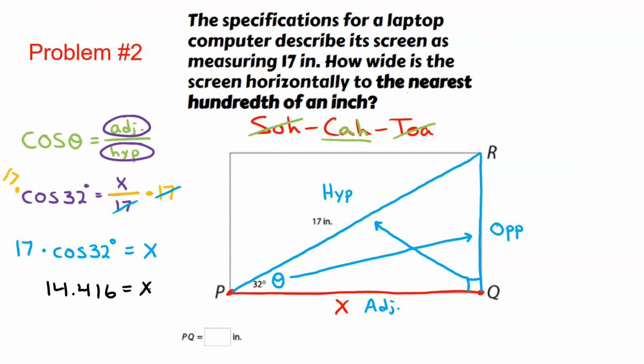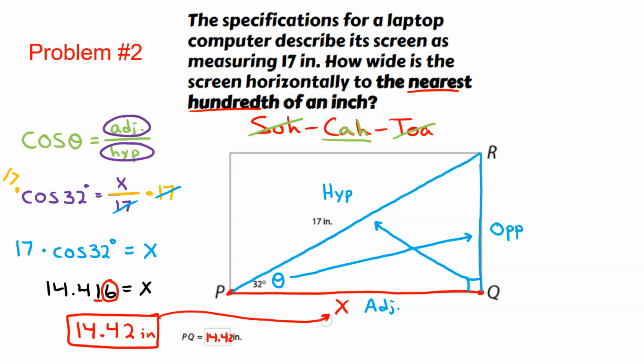That is the distance from P to Q, but I do want to round that answer to the nearest hundredth. That's 2 spaces after the decimal. So take a look. There's the 1 to the right of it. There's a 6. This is going to be 14.42. We're going to round up. And again, what are my units of measure? This is inches. So that distance between P to Q, that adjacent side, measured 14.42 inches. All right, so again, that is my adjacent side. That is how wide, horizontally, that laptop is.